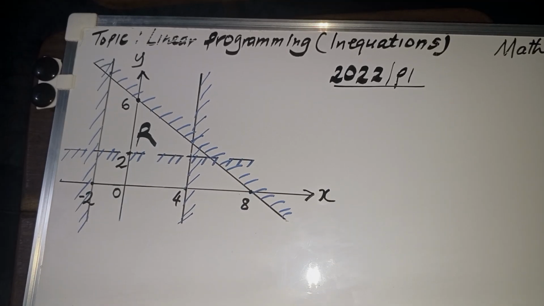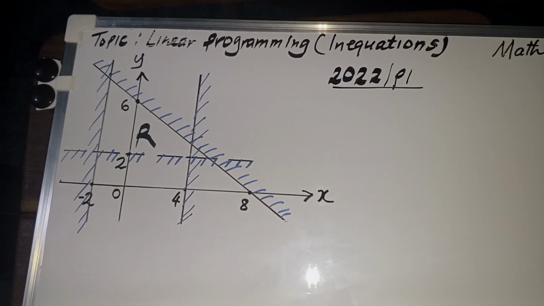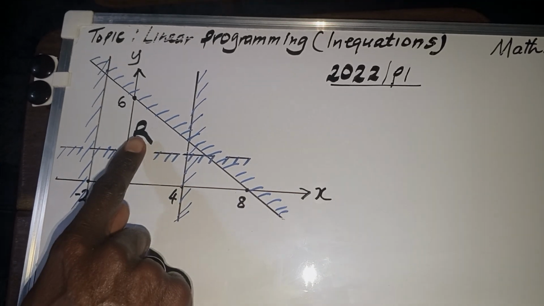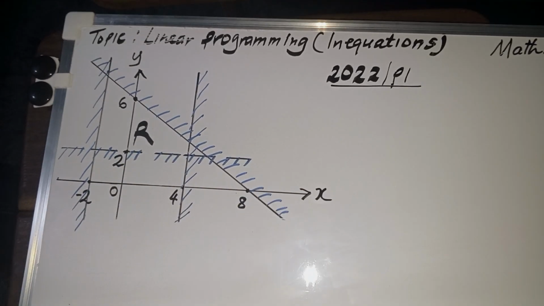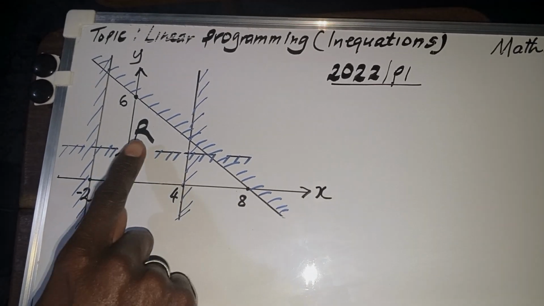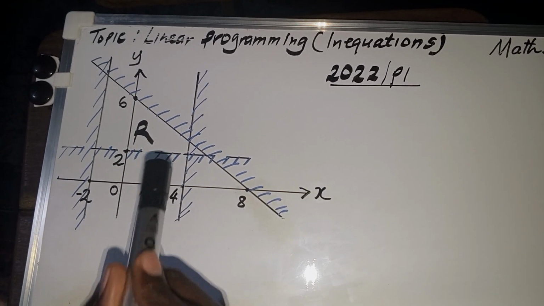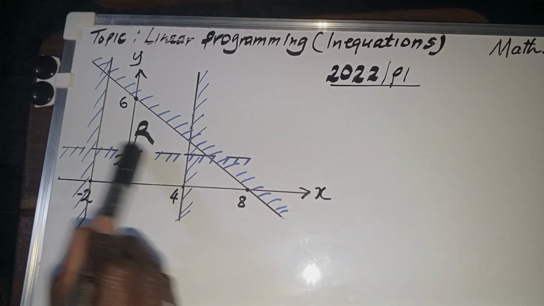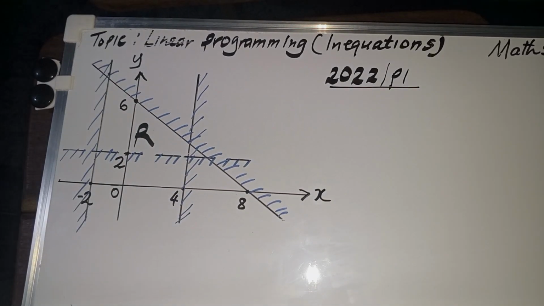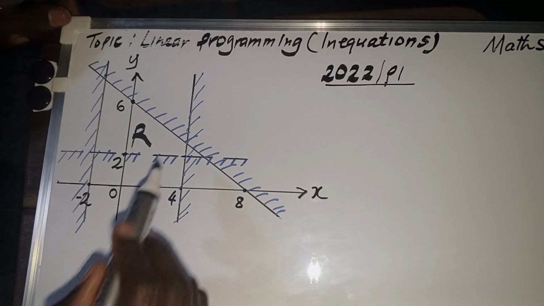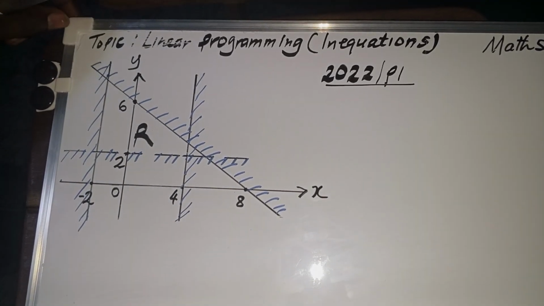So now, according to the question in the 2022 paper 1, which I'll post in the group, you'll be able to see it. The question was saying we write 4 inequalities that define the unshaded region R. So we are talking about this region here. That is the region that we want to write. So we are going to put down 4 inequalities that define the unshaded region R.